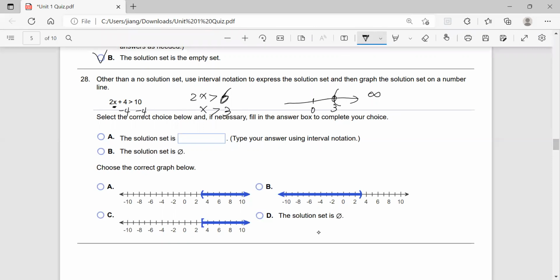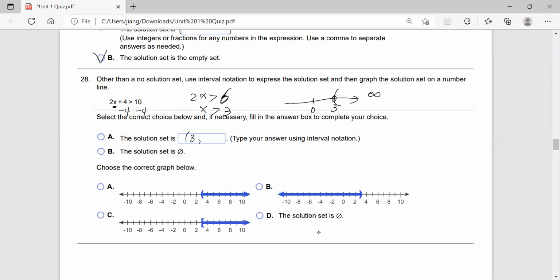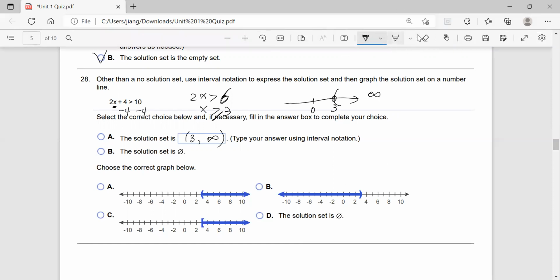So the solution set is from 3, that's the parentheses, to the positive infinity, because 3 doesn't have an equal sign here. It doesn't have this. That means we must use the parentheses. I can't use the brackets.